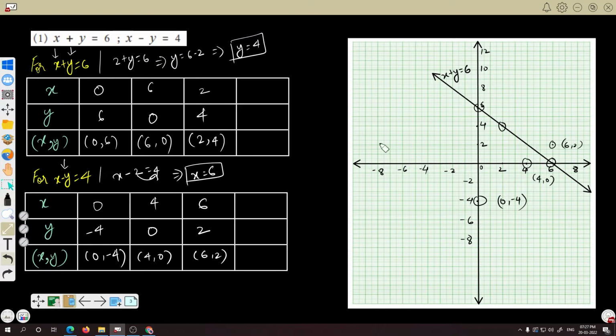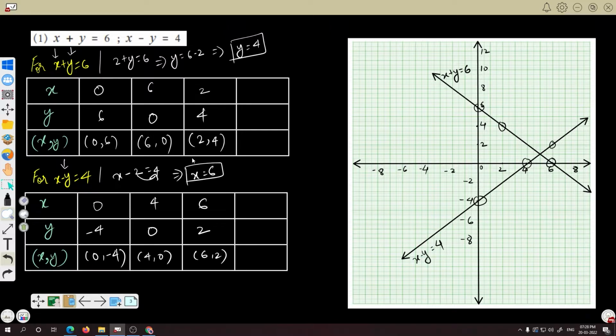Now to plot the graph, we will join all the points such that all the points lie on the line. All the points should lie on the line like this. Now this line represents the second equation. So we'll write the equation x minus y is equal to 4. I hope this is clear to you. Again, I'll erase the coordinates.